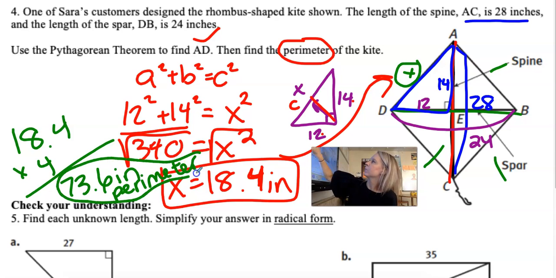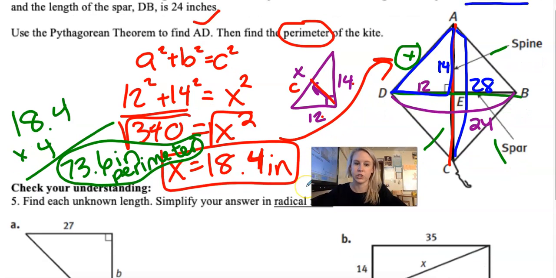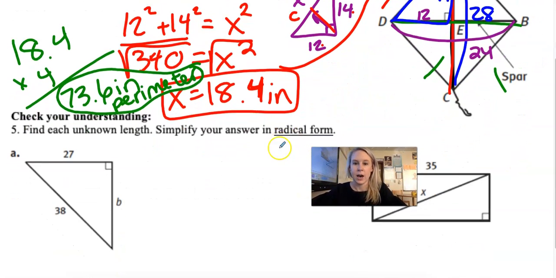Running out of room. Okay. So again, perimeter is the whole outside added up together. And so since it's a rhombus, all my sides are the same, kind of like a square. So I can add all of those up. Okay. All right. And that's the Pythagorean theorem. Okay. Let me know if you have any questions. Otherwise, you're going to check your understanding.